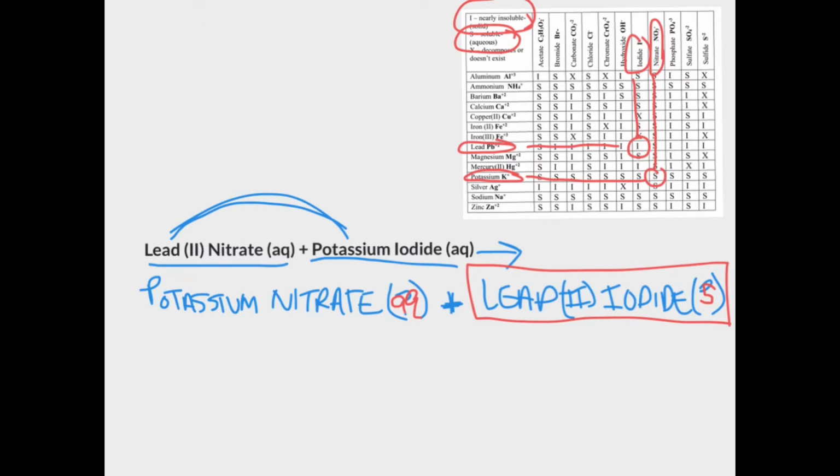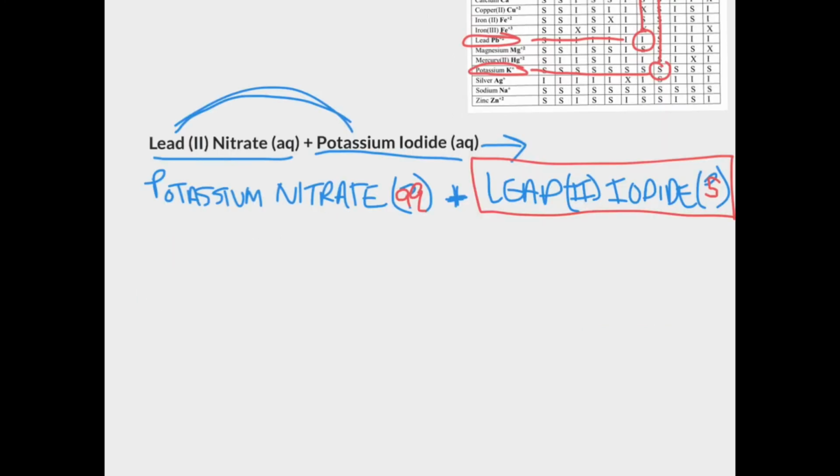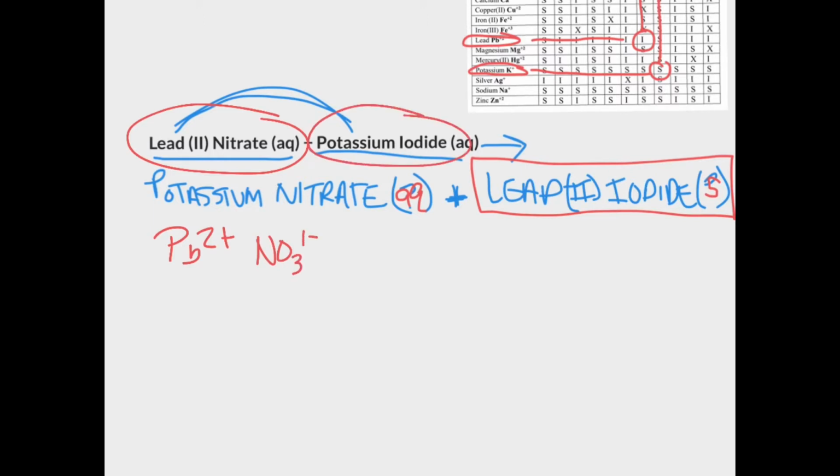So if we end up writing that all out, let's start thinking about what this would look like as a chemical equation. So lead 2 nitrate. Lead is going to be Pb2+. Nitrate is going to be NO3-. For potassium iodide, potassium is K with a positive 1 charge. Iodide has a minus 1 charge. And I'm getting those just from my chart up here that I was using earlier.